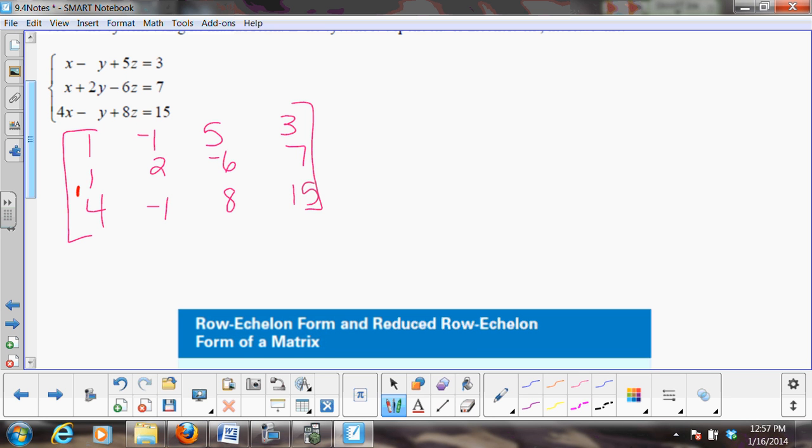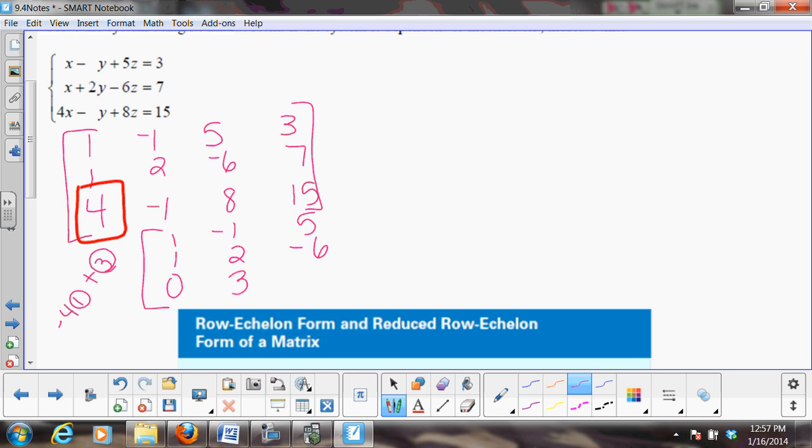So I still want to get rid of this 4. That is the first spot I want to get rid of. So I'm going to multiply -4 times row 1, add it to row 3. So I get 1, 1, 0. -4 times -1 plus -1 is 3. 5, -6. And then -4 times 5 plus 8 is -12. -4 times 3 plus 15 is 3.